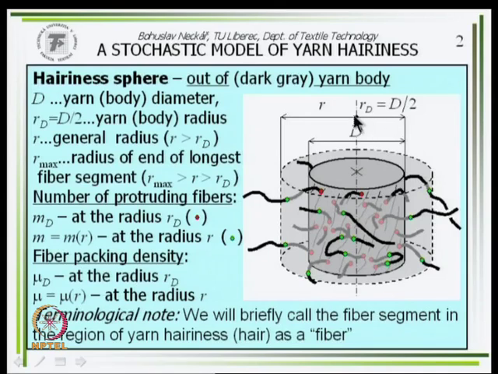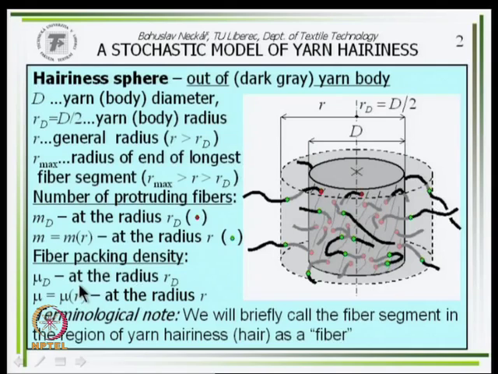Some higher radius r is a general radius, evidently higher than rD. rD is the smallest radius for the hairiness sphere. And fibers are going to the maximum radius r max, which is the radius of the end of the longest fiber segment. So in the hairiness sphere, the radius is going from rD through general r to r max.